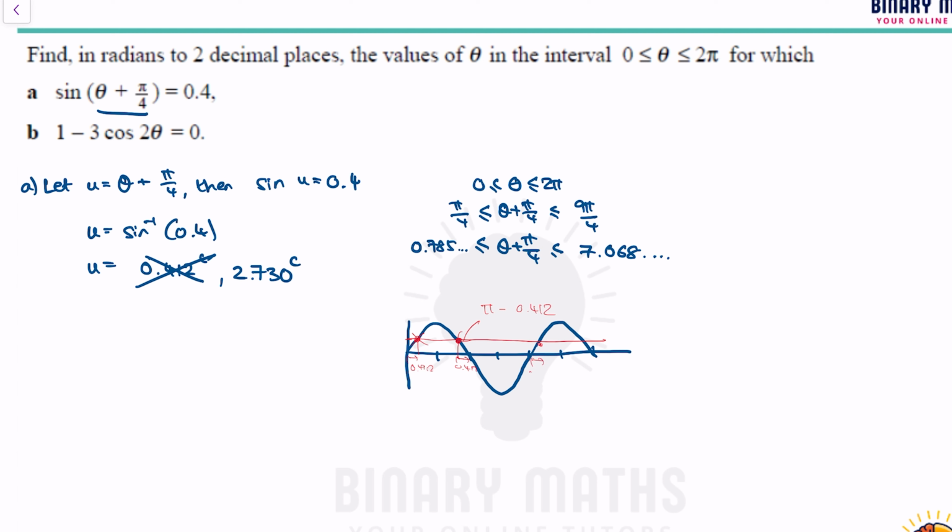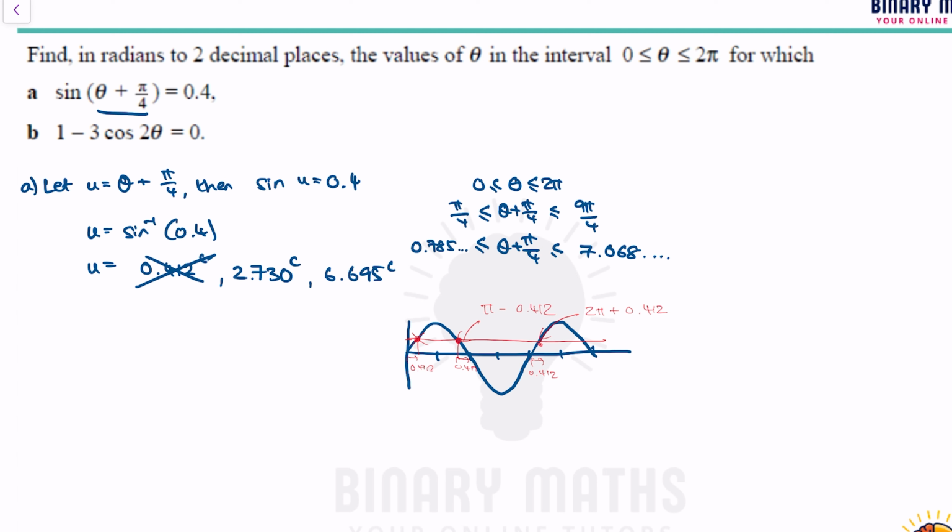I know this is 0.412. So that must be 2 pi plus 0.412, which is a value of 6.695 radians. And the next one here will be outside my range, so I don't need to calculate that one.